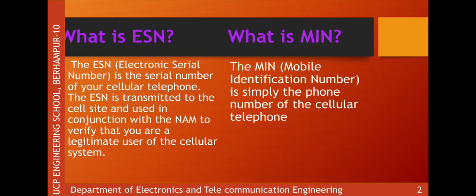First, what is ESN and what is MIN? The ESN, electronic serial number, is the serial number of your cellular telephone. The ESN is transmitted to the cell site and used in conjunction with the NAM to verify that you are a legitimate user of the cellular system. What is MIN? The MIN, mobile identification number, is simply the phone number of the cellular telephone.